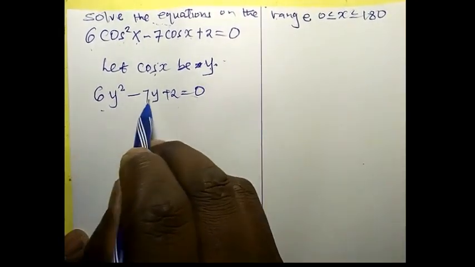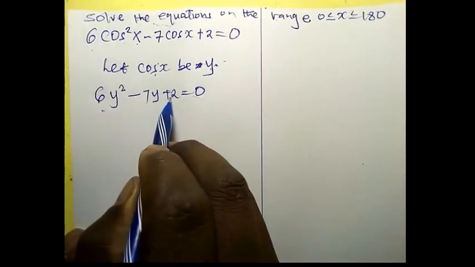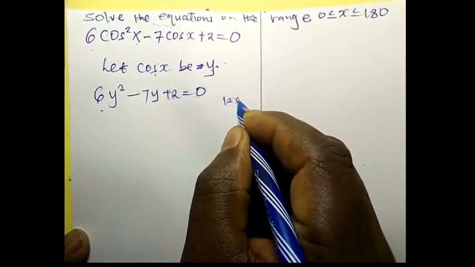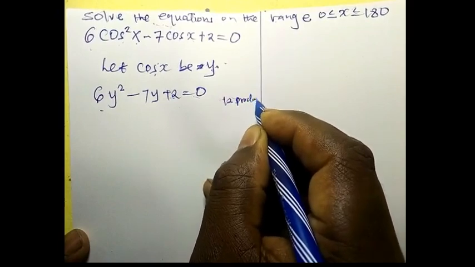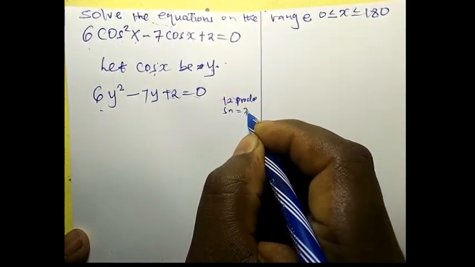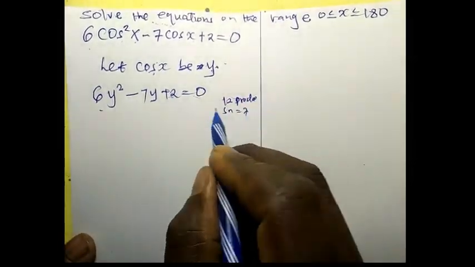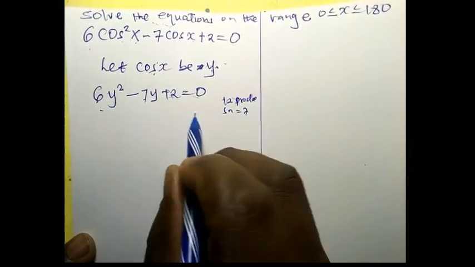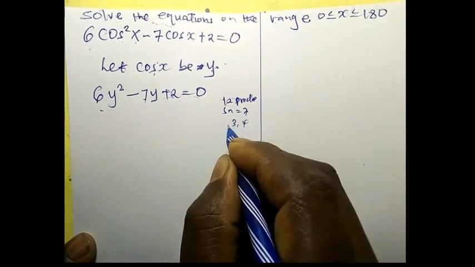So the product here is 6 times 2, that is 12, and the sum is -7. So two numbers, when we add, they give us -7. When we multiply them, they give us 12. That is 3 and 4, but negative.